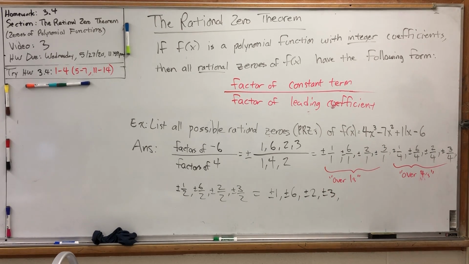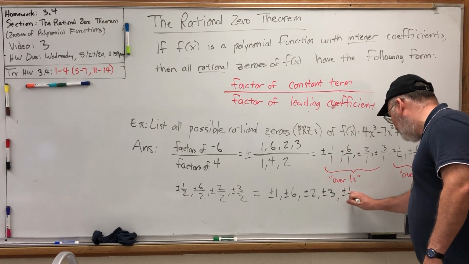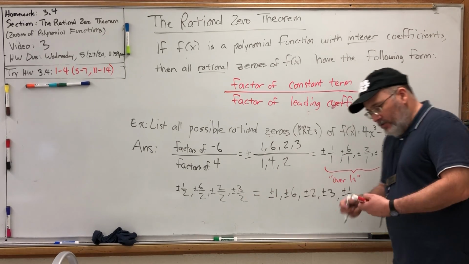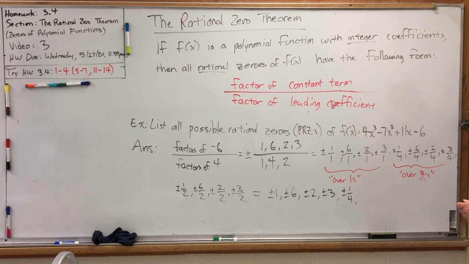Rule number 2, if you run across a fraction that reduces, don't even bother, because whatever it reduces to is listed elsewhere. So as we go through the rest of them, plus or minus 1 over 4, that won't reduce. But look at plus or minus 6 over 4. I can reduce that by 2 into plus or minus 3 over 2, which is already listed here. So as you're setting these up, keep in mind that anything that reduces you can just omit because it's included somewhere else in the list.